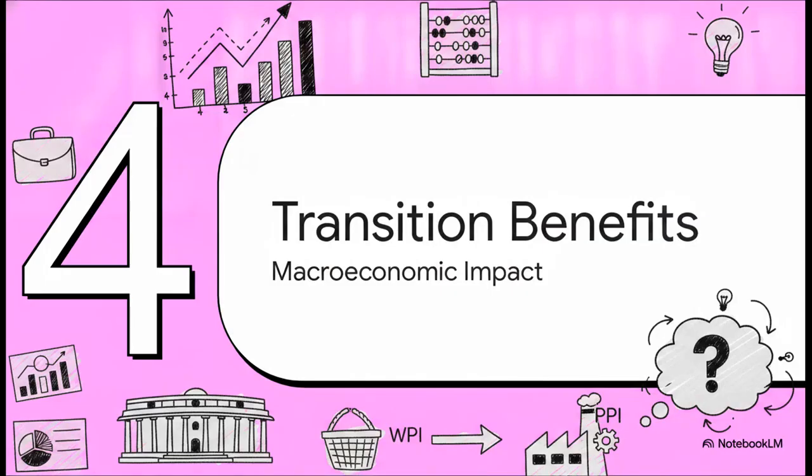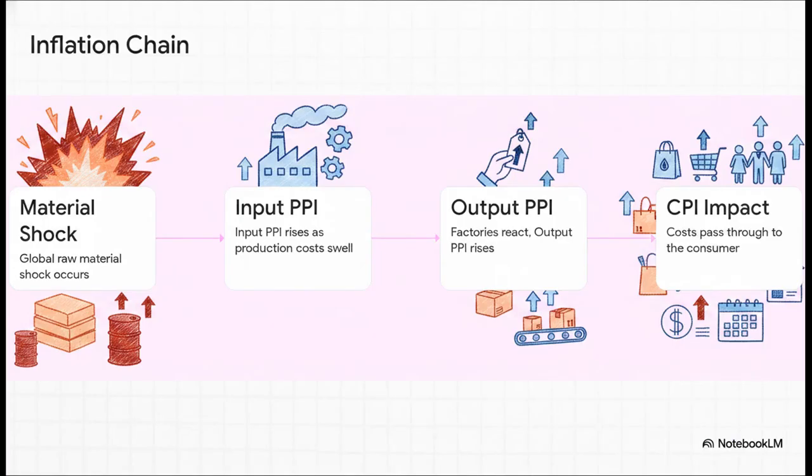What are the actual macroeconomic benefits of this transition? Why does this matter? Seriously, why go through all this trouble to overhaul the system? Well, let's look at how this helps us understand the practical inflation transmission chain. You can think of the PPI as a sort of early warning radar system for the broader economy. Imagine a sudden global shock to raw material prices. First, we'll see the input PPI rise.